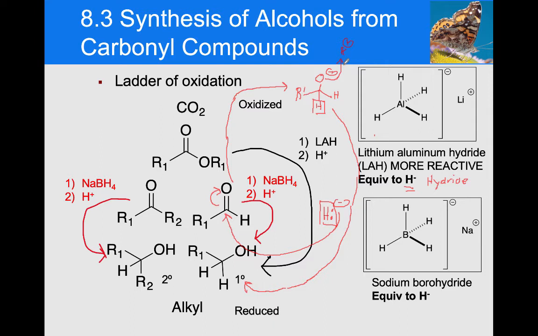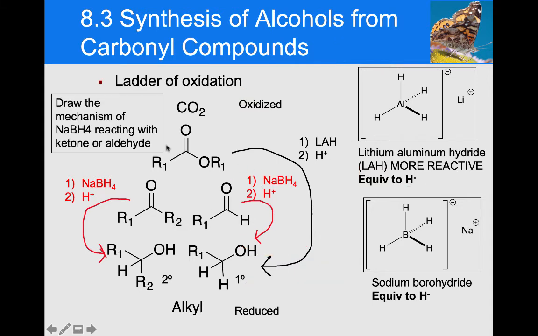And lithium aluminum hydride is more reactive than sodium borohydride. So in order to reduce the more reactive ketone and aldehyde, I can use either LAH, which is the shorthand notation for lithium aluminum hydride, followed by acid, or sodium borohydride followed by acid. But sodium borohydride, which is less reactive, will not reduce the ester, okay? We actually just drew the mechanism for sodium borohydride reacting with the ketone and the aldehyde, so you don't need to do that now.